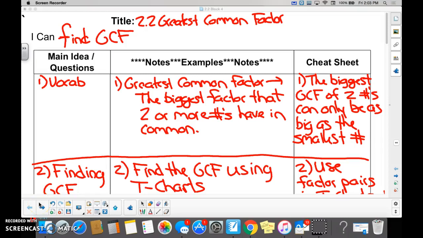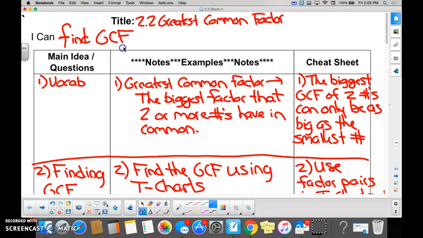2.2 Greatest Common Factor. I can find the greatest common factor. Sweet, thank you, Mason. Mason, are you confident that you can find the greatest common factor after that lesson today? Yes. Good. Now, you guys, I put GCF. Do you understand that GCF is just the short way of saying greatest common factor, right?